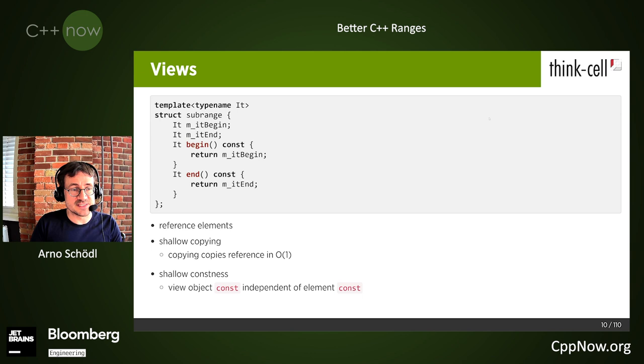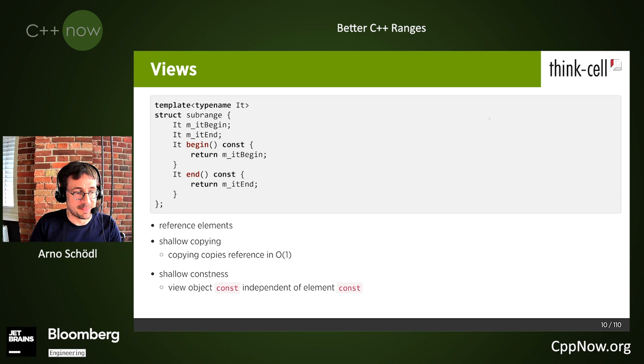It doesn't copy the elements when you copy the iterators, and it has shallow constness. So if your iterator is const, then you can still mutate the elements through that iterator, and the const iterator is a different beast from the iterator that is just merely const. The const iterator would disallow you to modify the elements. But even if you make it mutable, if your mutable const iterator is still a const iterator.